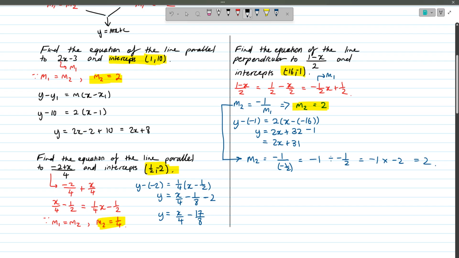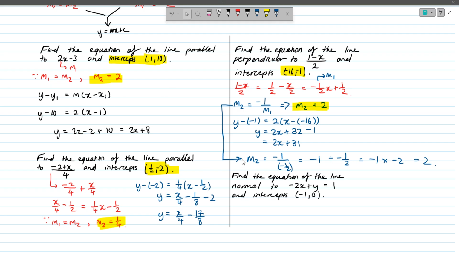I'm going to give you guys a question to try, and we'll see how you go. Find the equation of the line normal to negative 2x plus y equals 1 and intercepts negative 1, 0. Now, don't be fooled. Normal just means the same thing as perpendicular. Feel free to pause the video now, and I'll check back in with you guys after you are done.